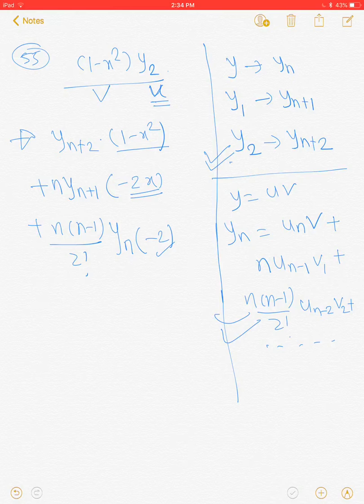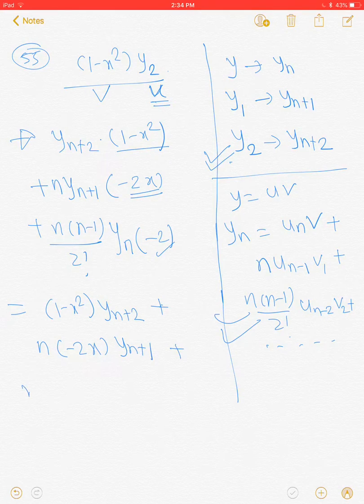So our final answer is (1 minus x square) into yn plus 2, plus n into minus 2x yn plus 1, plus n into (n minus 1) by 2 factorial, where the 2 factorial, that is 2, and minus 2 get cancelled, so only minus n(n minus 1) yn remains. So this is our final answer.